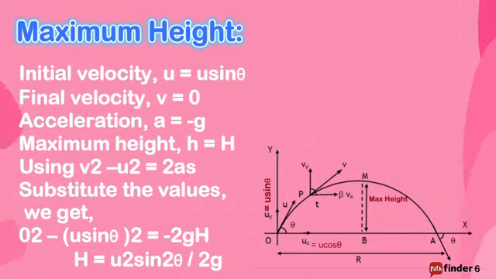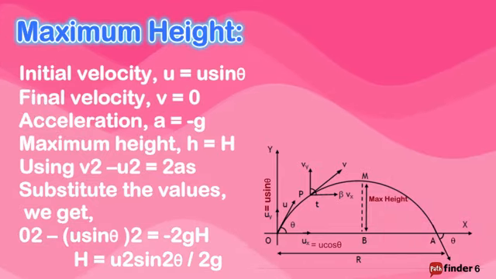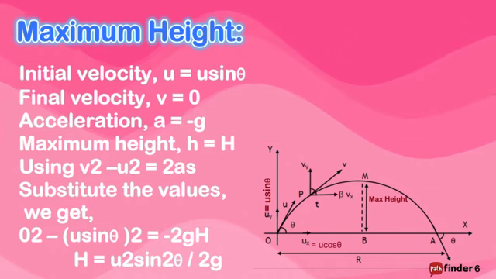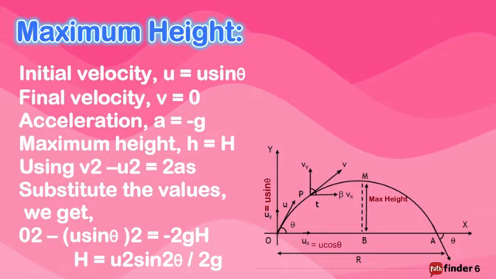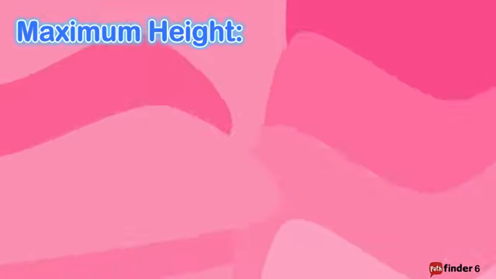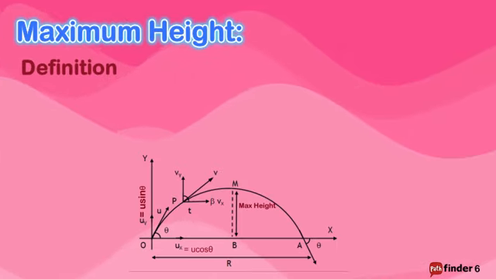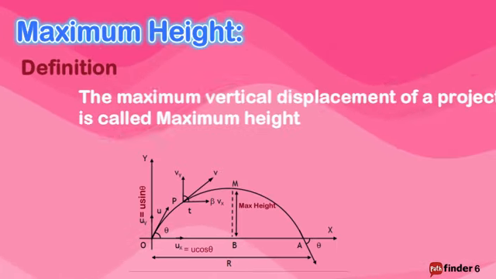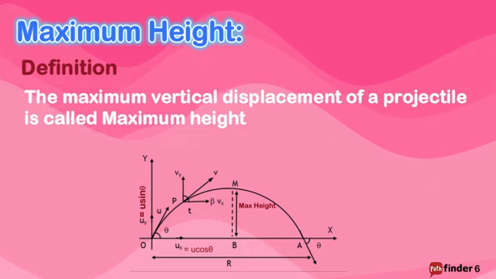Using the relation in kinematics, v square minus u square is equal to 2as, and substituting the values, we get maximum height H is equal to u square sine square theta by 2g. Definition: the maximum vertical displacement of a projectile is called maximum height.